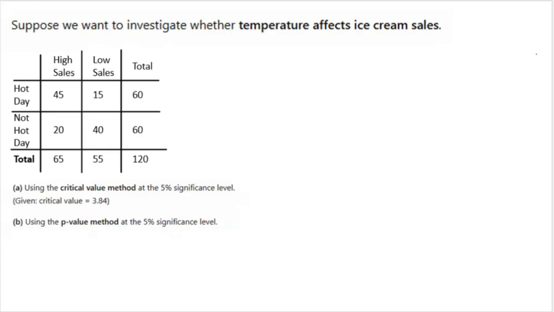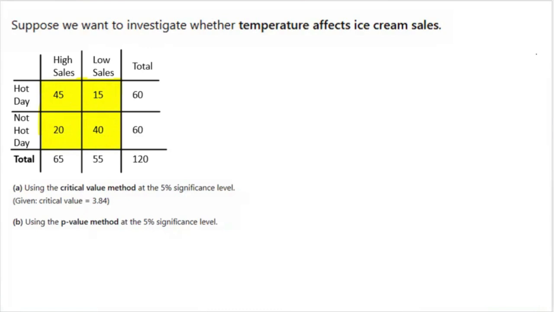Suppose we want to investigate whether temperature affects ice cream sales. You can see there is a contingency table given in the question, which shows observed data. So now listen to this carefully. This is the observed data. So hot day, high sales, low sales, not a hot day, high sales, low sales. These are just row totals and column totals, and this is the grand total. So the highlighted region is something which needs to be added into the graphing display calculator, right?